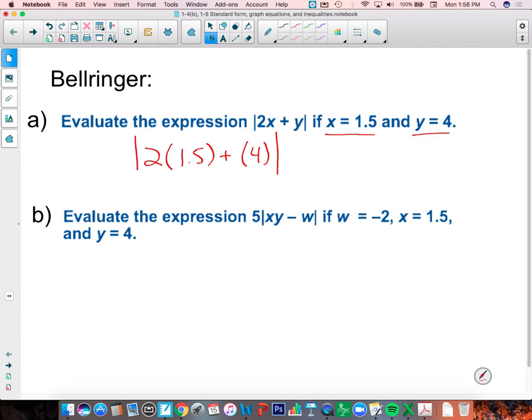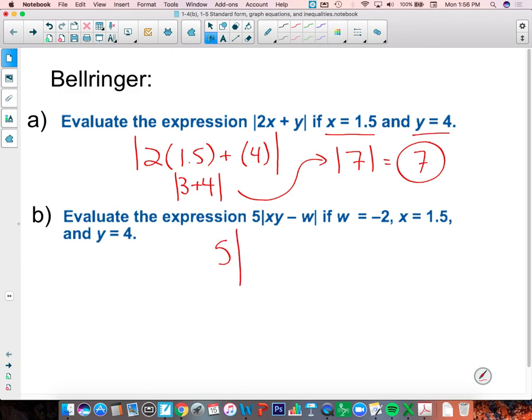Okay, so multiplying here, so 2 times 1.5, that would give you 3. Okay, you can use your calculator, or you know that 1.5 is 3/2. So 2 times 3/2 would give you 3 plus 4. That's inside my absolute value bracket. So 3 plus 4 gives me absolute value of 7, and we know that that's just 7 because it makes everything positive.